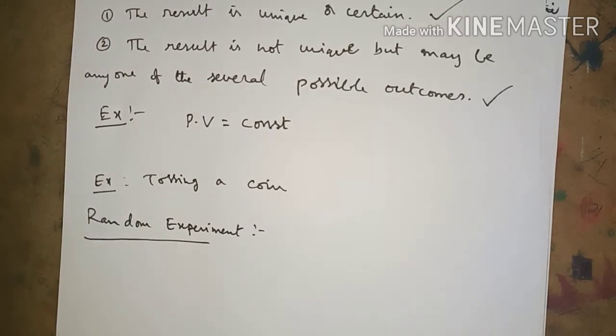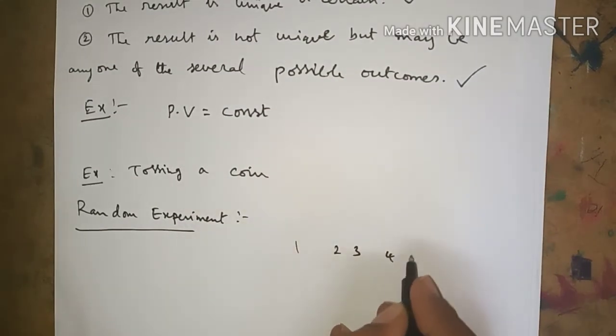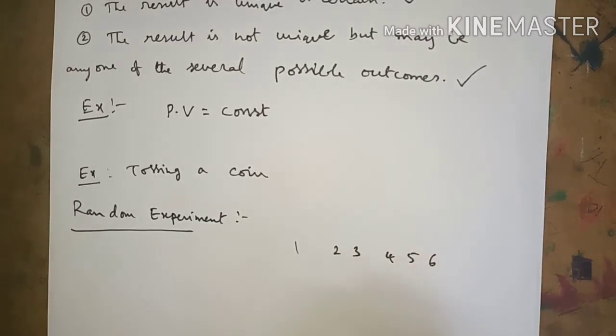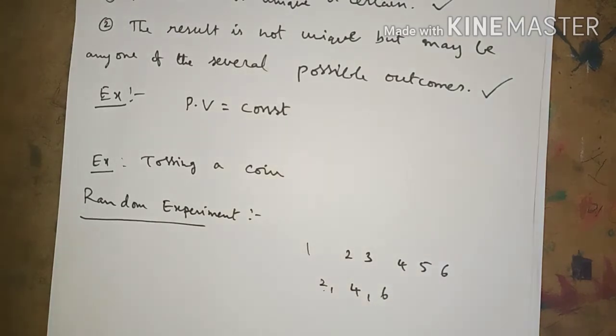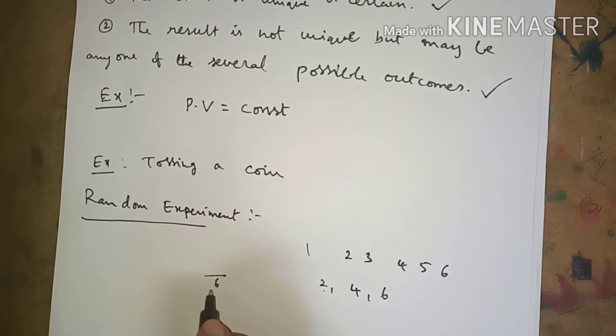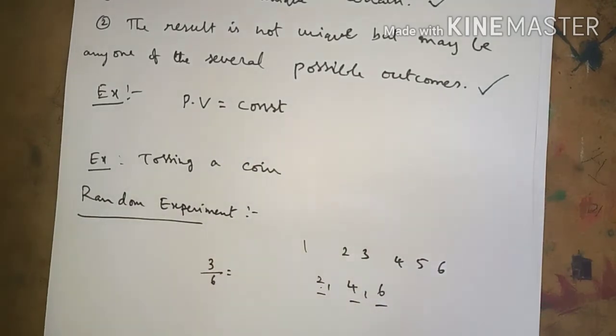Now if you throw one die, what is the probability of getting an even number? If they ask a question like this, you may get either 1, 2, 3, 4, 5, 6. There are 6 possible outcomes. How many even numbers are there? 2, 4, 6, that is 3. What is the probability of getting an even number? Total possible outcomes are 6, even numbers are 3. So 3 by 6 will be the answer.